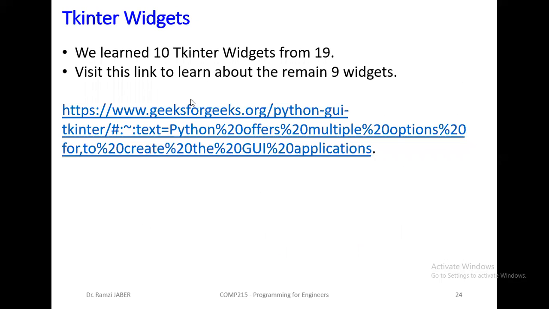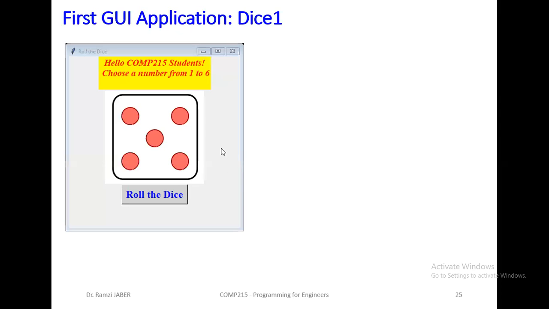Okay, this is a link where you can learn about 19 widgets. Till now, we took only 10 Tkinter widgets from 19. Visit this link to learn about the remaining 9 widgets and their examples, okay? Now, the first UI I want to be similar to this. This is the first code, dice number one.